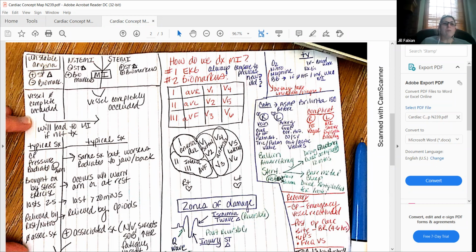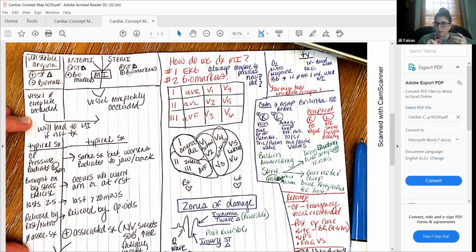And you say, well, how do you know if they have unstable angina versus non-ST elevated MI? Well, you've got to look at your two identifying factors. So you have to look at your EKG and your biomarkers. So let's start with ST elevated MI. I always say this is the worst of the worst, ST elevated MI. So how do I know that my patient's having an ST elevated MI? Well, they're going to have positive ST changes. We're going to see that ST elevation usually, and they're going to have positive biomarkers.